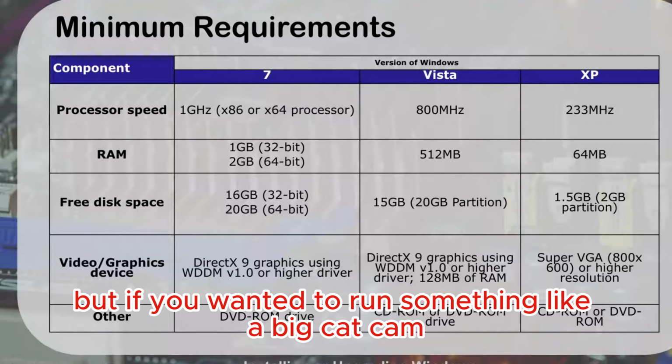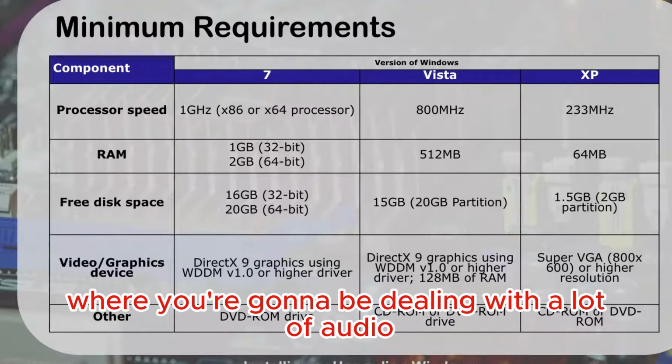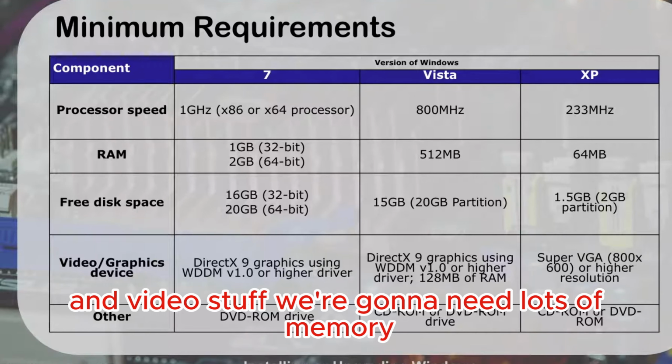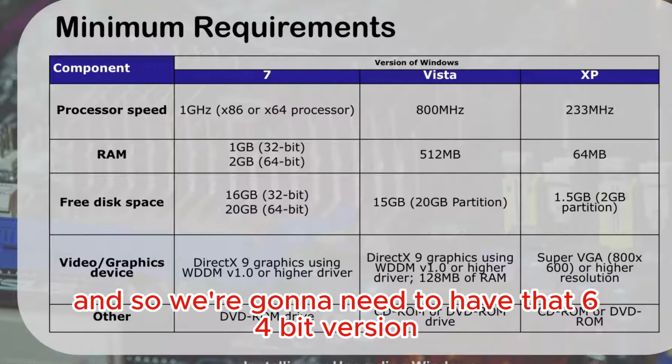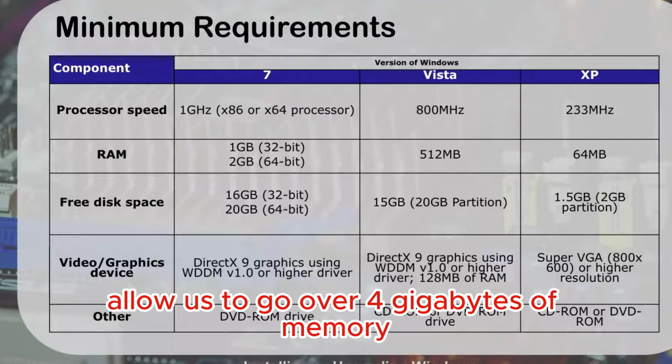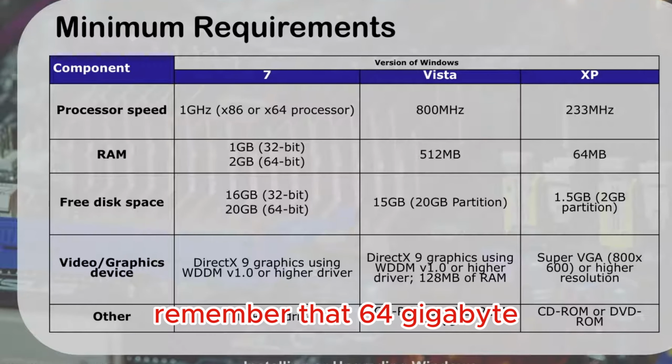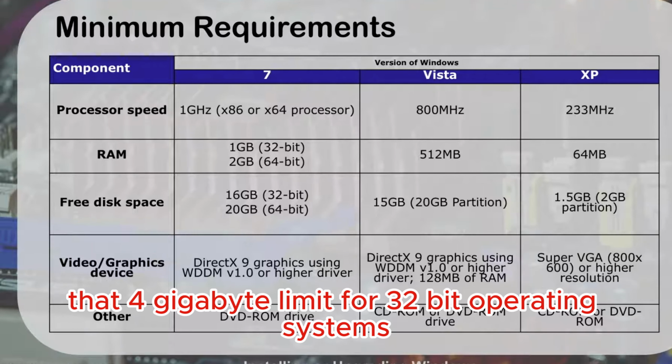But if you wanted to run something like a big CAD/CAM workstation where you're going to be dealing with a lot of audio and video stuff, we're going to use lots of memory. And so we're going to need that 64-bit version, because that's going to allow us to go over 4 gigabytes of memory. Because remember that 4 gigabyte limit for 32-bit operating systems.